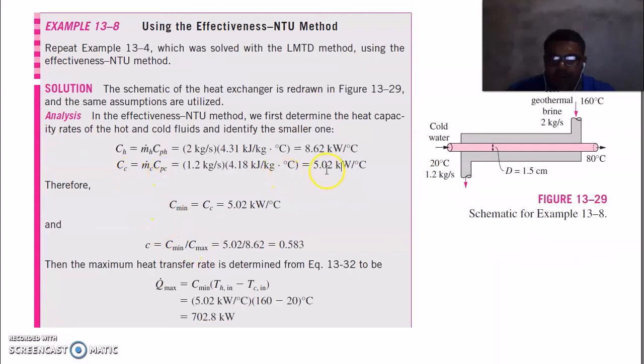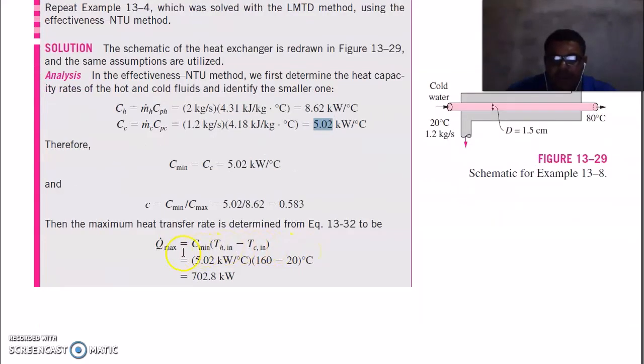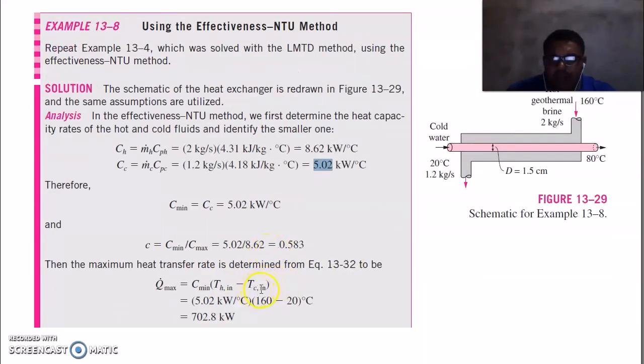Now in this case C minimum is this, so we will take C minimum equal to this, and we know C minimum upon C maximum is your heat capacity ratio, which is 0.583. Now the maximum heat transfer is equal to C minimum into T hot in minus T cold in. That is by definition, we can find the maximum heat transfer depends on this C minimum, which is here 702.8 kilowatt.